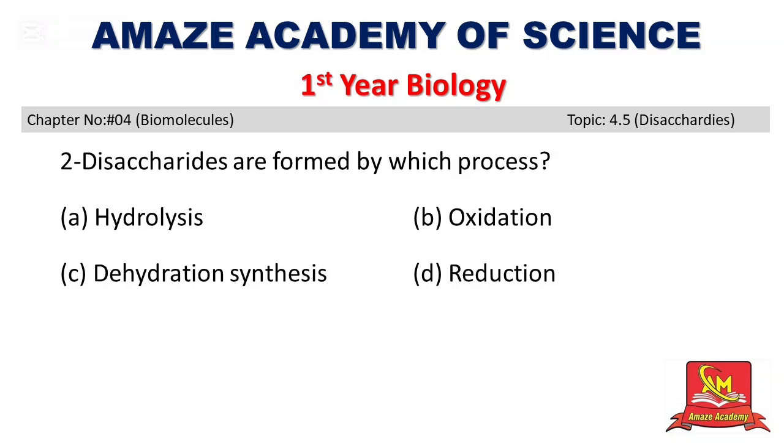MCQ 2. Disaccharides are formed by which process? Option A, hydrolysis, Option B, oxidation, Option C, dehydration synthesis, Option D, reduction. Correct answer is Option C, dehydration synthesis.